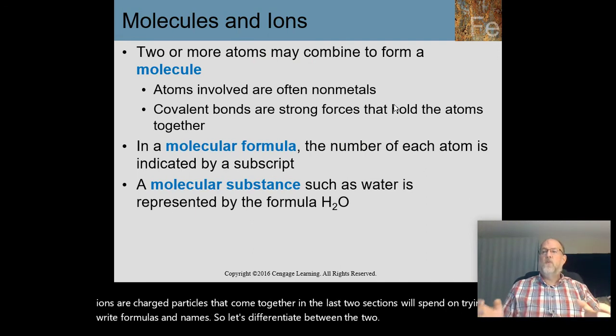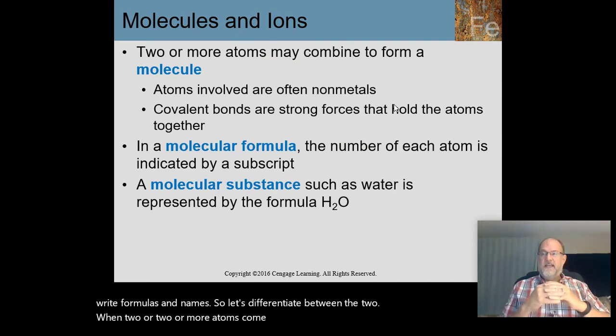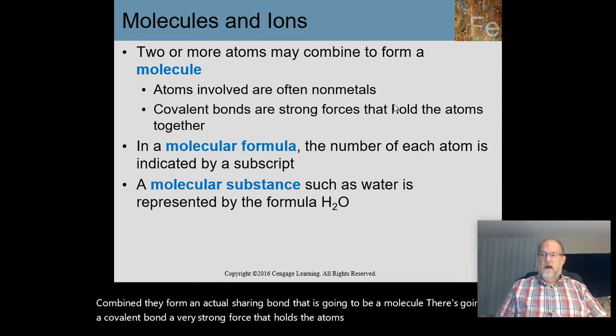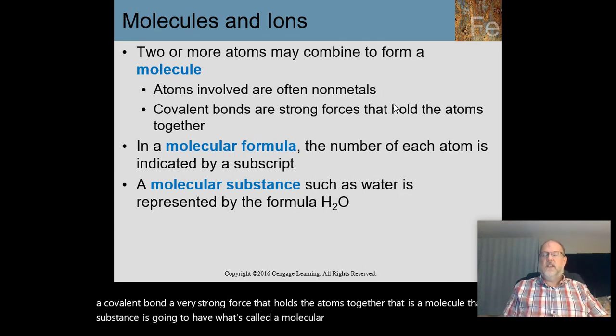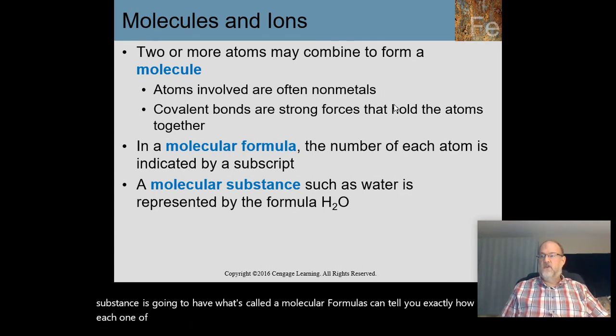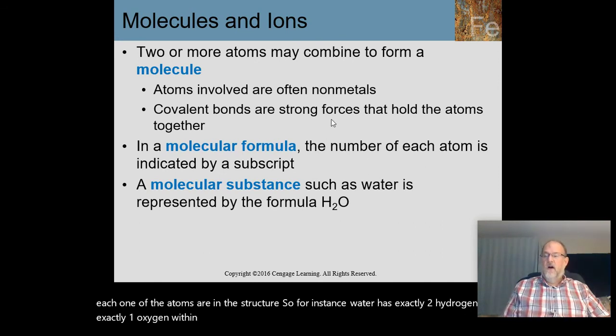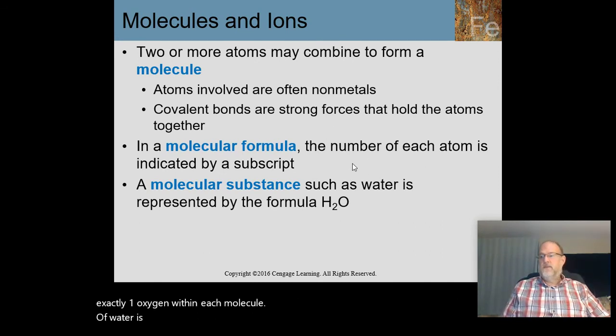When two or more atoms come together and are chemically combined, they form an actual sharing bond. That is going to be a molecule. There's going to be a covalent bond, a very strong force that holds the atoms together. That substance is going to have what's called a molecular formula. It's going to tell you exactly how much of each one of the atoms are in the structure. So, for instance, water has exactly 2 hydrogens and exactly 1 oxygen within each molecule of water. It's not sometimes 3, sometimes 1. It's exactly that, so it's a molecular formula.